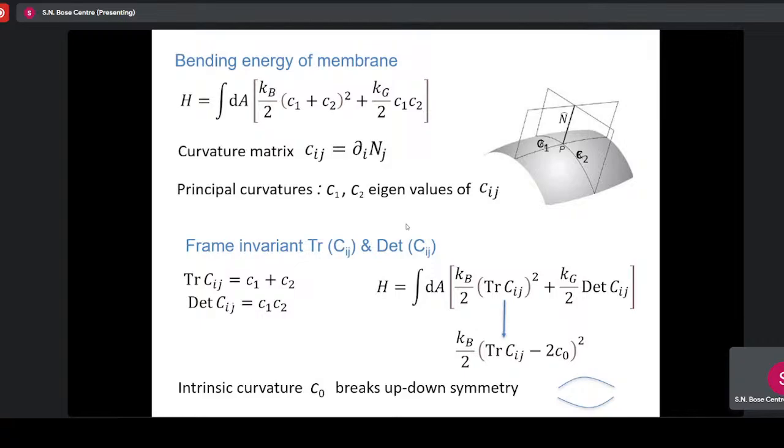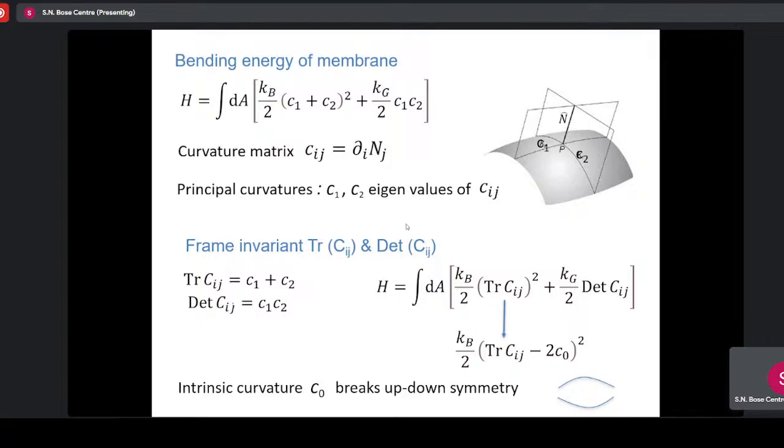There is another way of looking into it, is that any such energy function should be invariant with respect to the choice of your frame. So you can use only a trace or determinant of these matrices. Hence, the same thing can be rewritten like this. And the square is because you don't want to distinguish between concave versus convex. If you don't want to do that, then you should have this square term, which is invariant with respect to the sign of C1, C2. When you have this or that, the signs may change. So in order to neutralize that, you have the square.